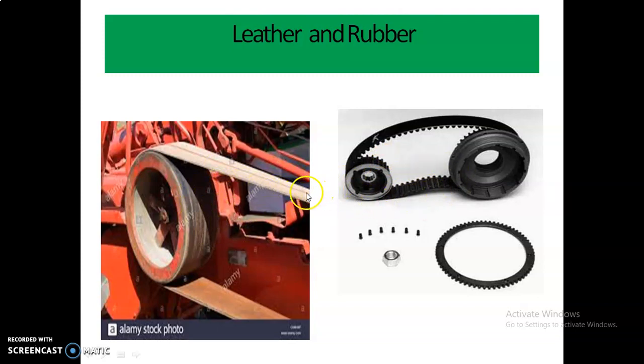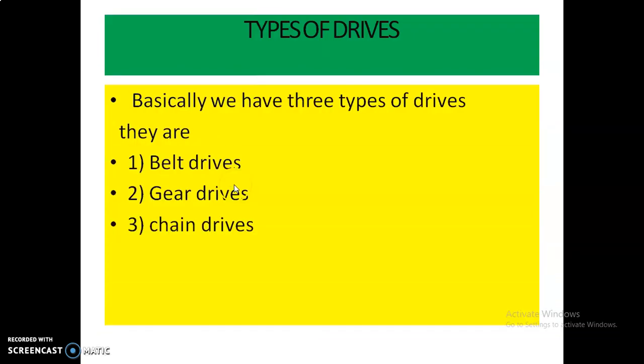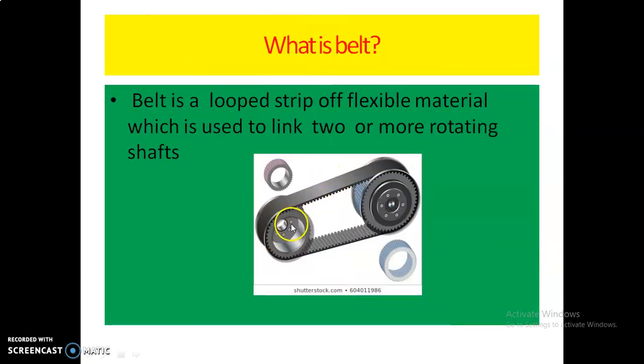These belts are generally used to transmit power from one shaft to another shaft. The main function of the belt drive is to transmit power from one shaft to another shaft. Once again, listen: what is the main function of the belt drive? Already we have discussed the belt. The main function of the belt is to transmit power from one shaft to another shaft. This is the basic function of the belt.